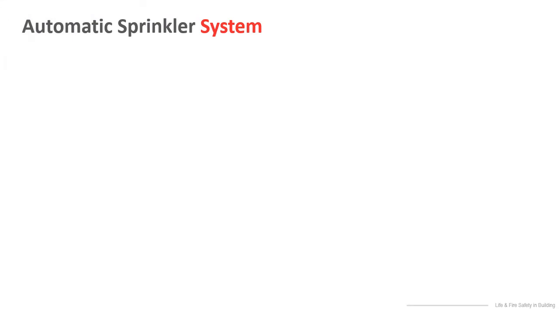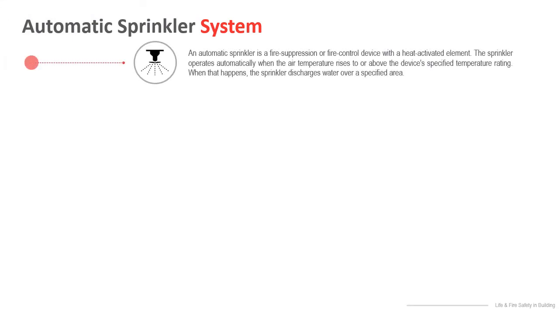So let's talk about the automatic sprinkler system. An automatic sprinkler system is a fire suppression or fire control device with a heat-activated element. The sprinkler operates automatically when the air temperature rises to or above the device's specified temperature rating. When that happens, the sprinkler discharges water over a specified area.